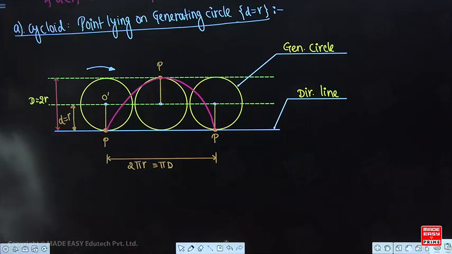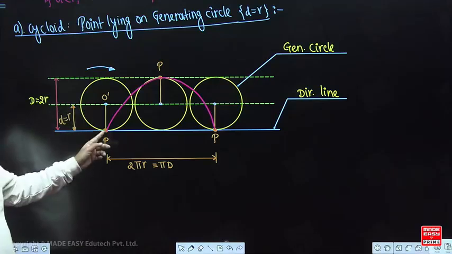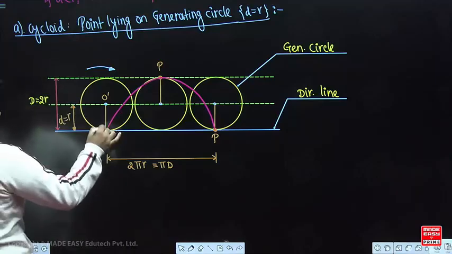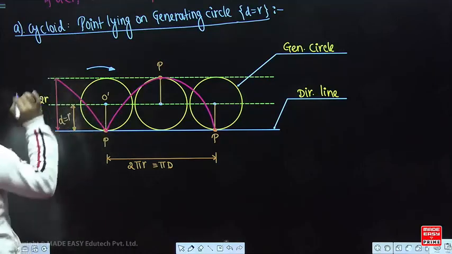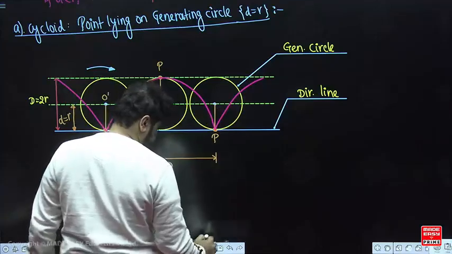So if I join the points, I will get a curve like this, isn't it? You can see that at various instants of time also you will get this. So if I join all these three points, I am going to get a curve. Similarly, if it rotates further in the forward direction, correct.